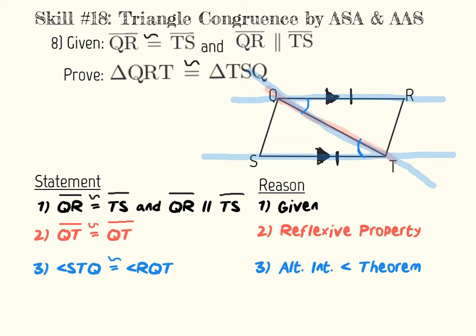And finally, because I have a side and then an angle and then a side, a side, an angle and a side, the side angle side theorem tells me that those two triangles are congruent. So I would write triangle QRT is congruent to triangle TSQ by the side angle side postulate.